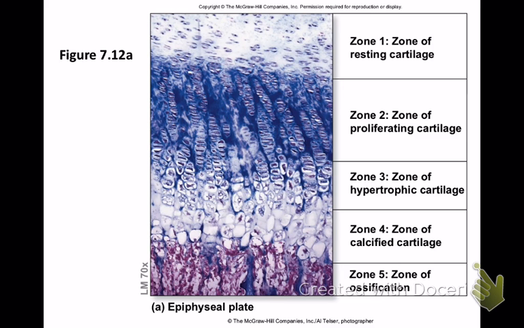There's a kind of fracture that affects the growth plate. It's called a fracture of the growth plate. Okay, but what would happen if I broke the bone right across there?